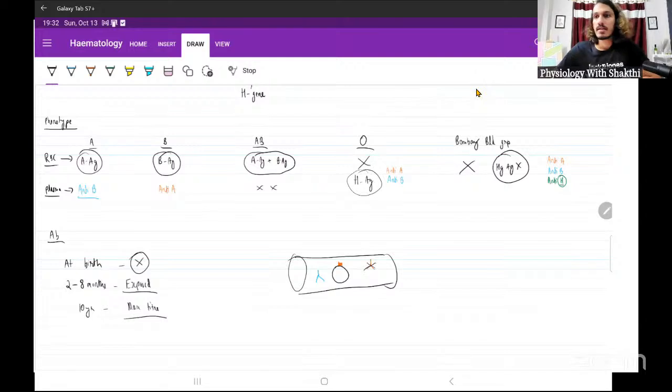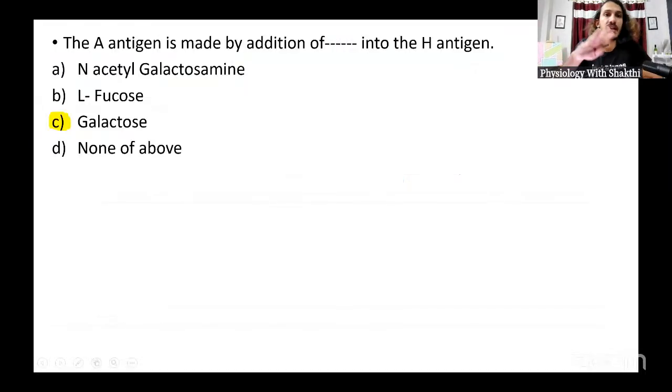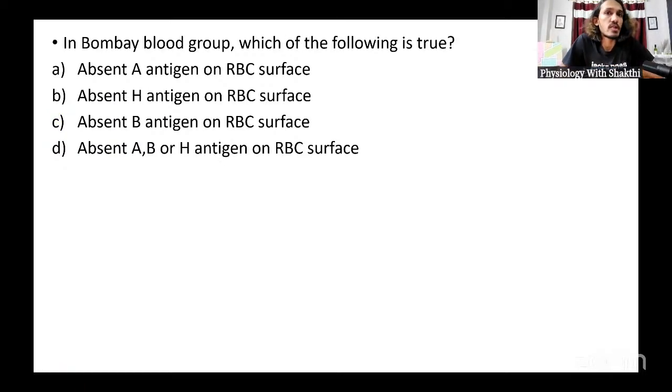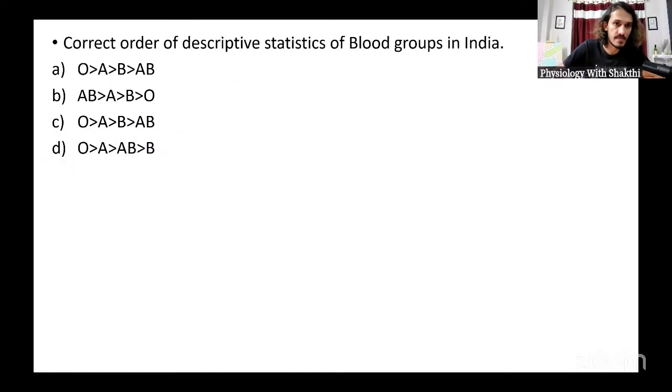Okay. Now, if we go back to that question, A antigen is made by the addition of dash into H antigen. So again, now you'll be able to answer this question easily. In Bombay blood group, which of the following is true? So again, now it is easy for you to talk about. So absent H antigen is there. B is an answer actually. But that is not the only thing. Because H is not there, A also cannot bind, B also cannot bind. So none of them will be there actually. So that is the better option if you have a choice.